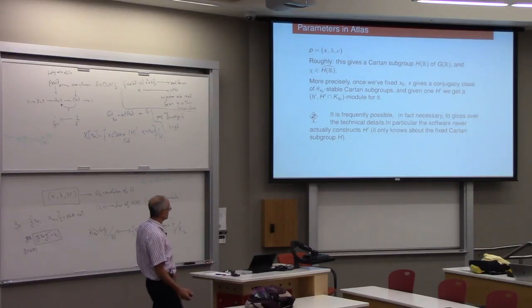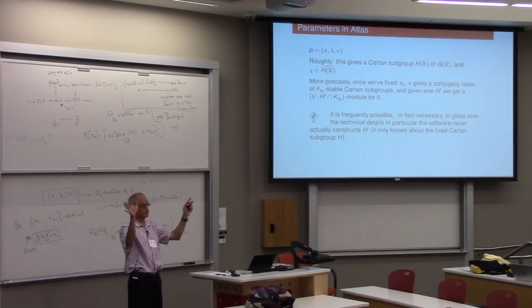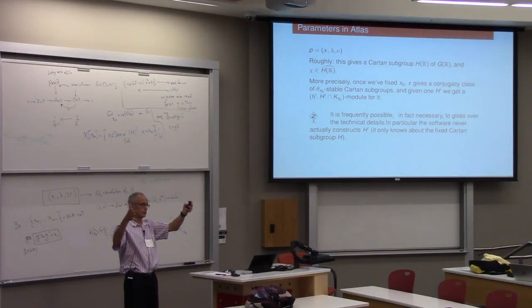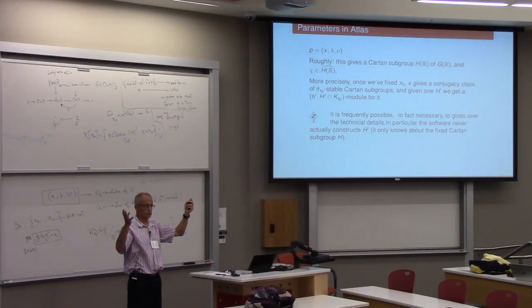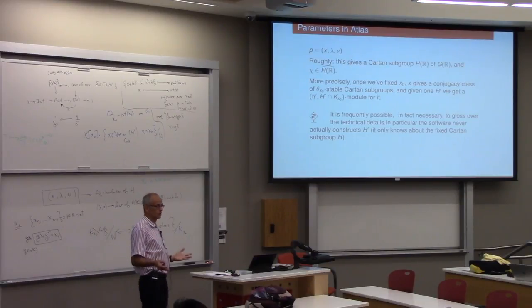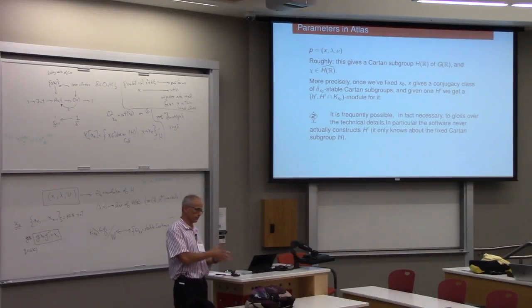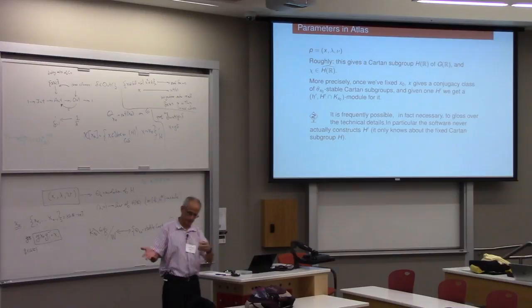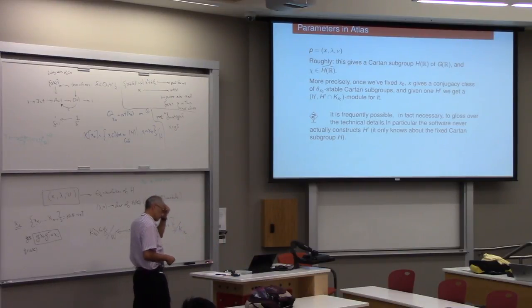And as I was saying, in particular, the software never actually constructs this H prime. This H prime is the GHG inverse from the previous slide. These H primes are all the different Cartan subgroups or representatives inside G. And they're not diagonal. Well, one of them is, but then there are all these other ones. The software doesn't know anything about those. And the hard part is learning to go from this purely diagonal stuff to the general, the classical picture.